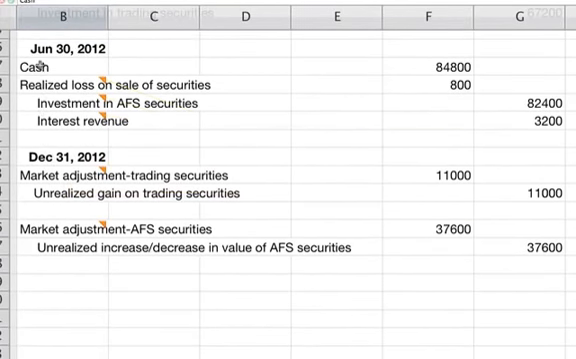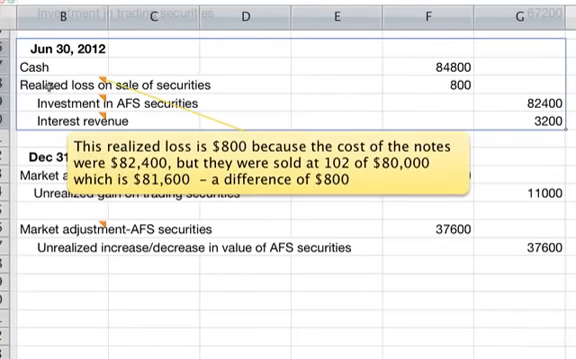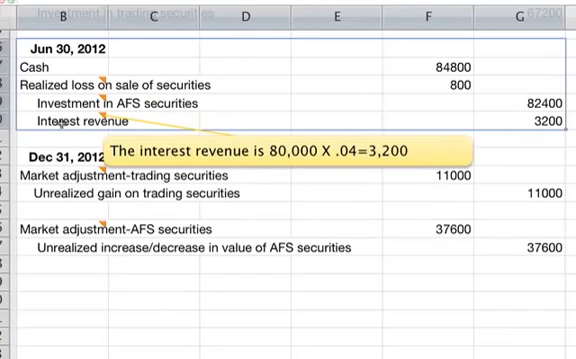Now to account for selling those Treasury notes, right here you've got cash. That's how much you received. The realized loss is $800 because the cost of the notes was $82,400, but they were sold at 102 of $80,000, which is $81,600. So that's a difference of $800. The investment in AFS securities goes down by the cost of the notes because they were purchased at 103 of $80,000, and the interest revenue that had accumulated was $80,000 times the 4% again, so that's $3,200.